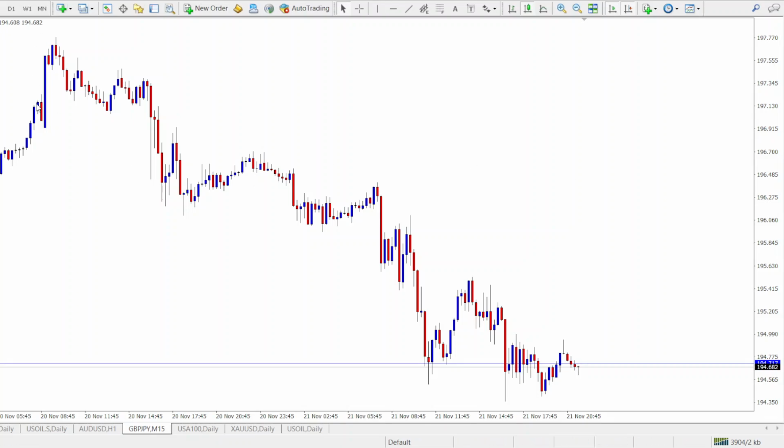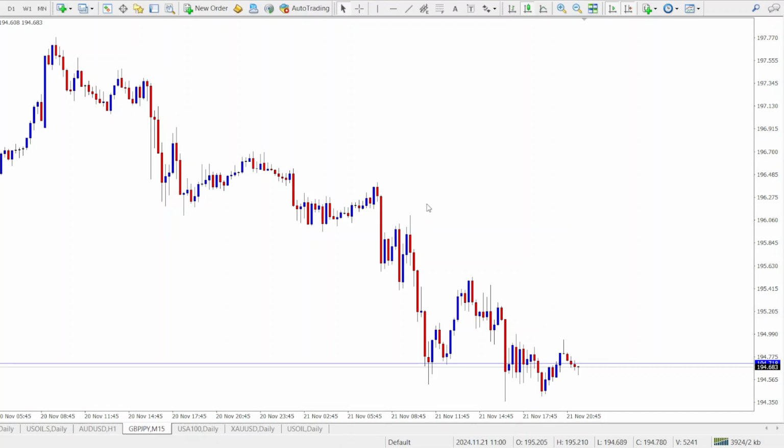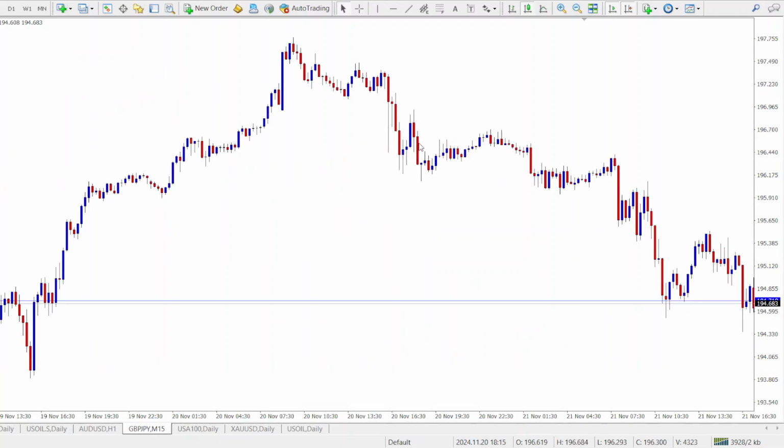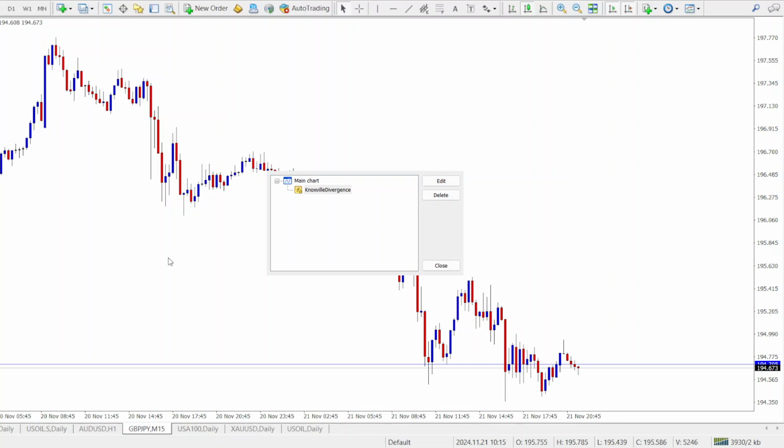So I'm just going to be adding the indicator to the chart right away. This is the Knoxville Divergence Indicator. All right, I have added the indicator to the chart. Let's see if everything is set correctly.